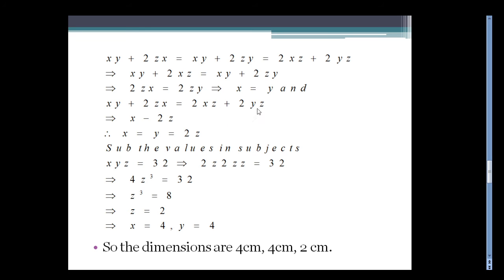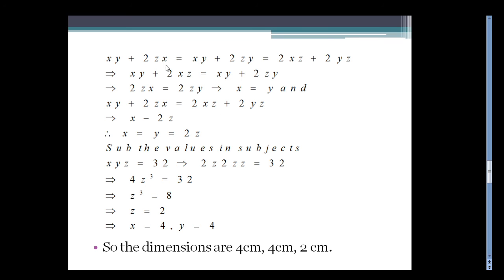Now we want to solve all 3 equations. The first equation, second equation and third equation we are comparing. Now I can compare the first equation with the second equation. Now let us take 1 and 2. We get xy and xy will cancel. We are getting 2xz is equal to 2zy. Cancel 2 and cancel z. And from this equation I am getting x is equal to y.